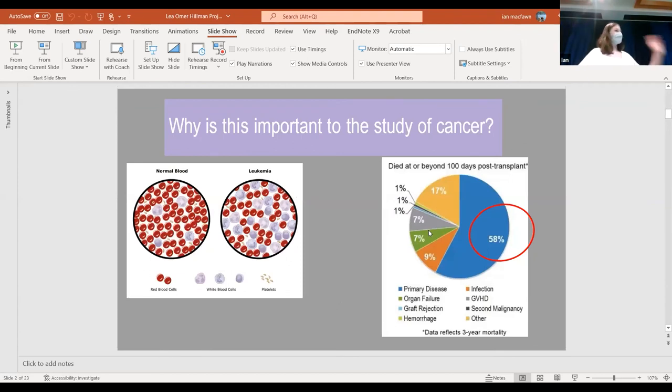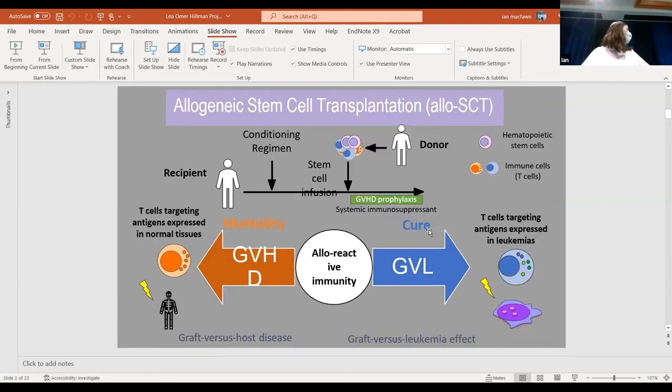So why is this important to the study of cancer? The main cancer we're focused on is leukemia. Leukemia is characterized by an overabundance of mutated white blood cells. One of the main treatments is stem cell therapy or stem cell transplant. However, the issue is that over 50%, specifically 58%, of people that die at or beyond 100 days after their transplant die of a relapse of leukemia. So we're trying to lower that number and make the stem cell transplant as effective as possible.